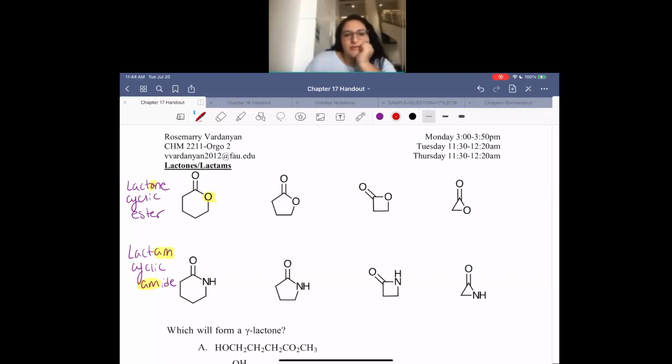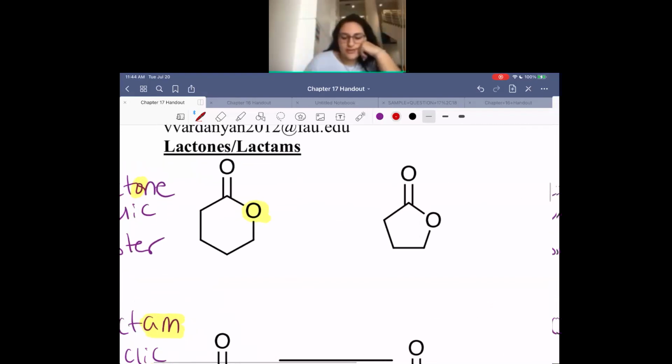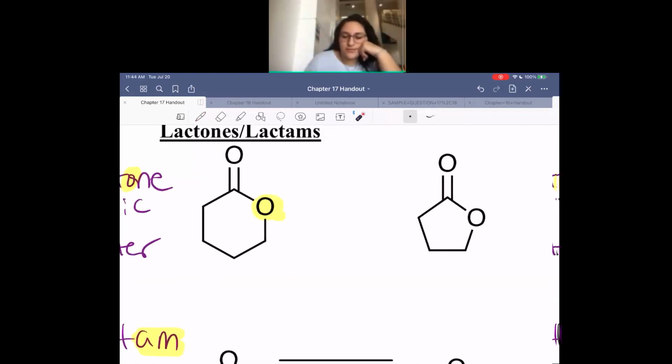So once you know which one is a lactone and which one is a lactam, we have to go in and kind of number this. So if anyone remembers from chapter 16, we have the carbonyl carbon. What is this carbon next door called? Alpha, yes. And do we want to take a guess on what this one might be called? Beta. Any guess what comes after that?